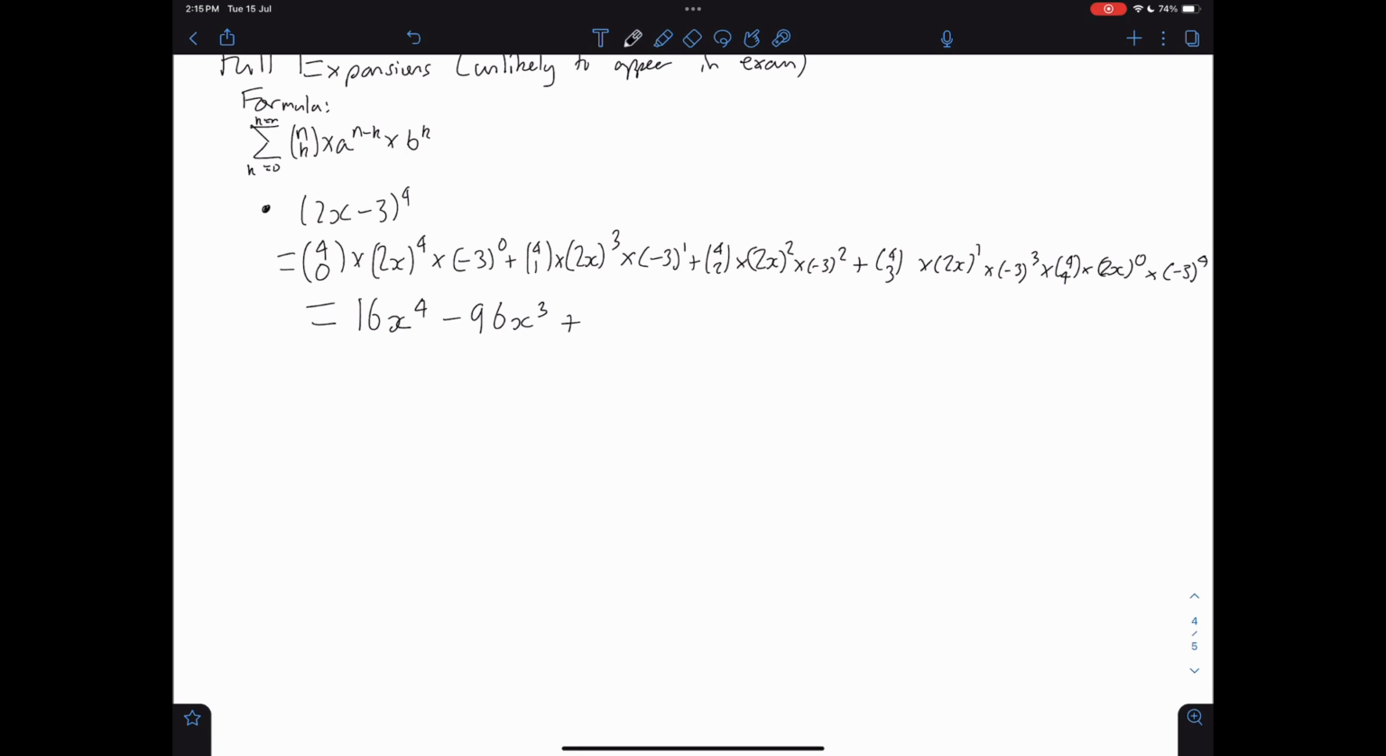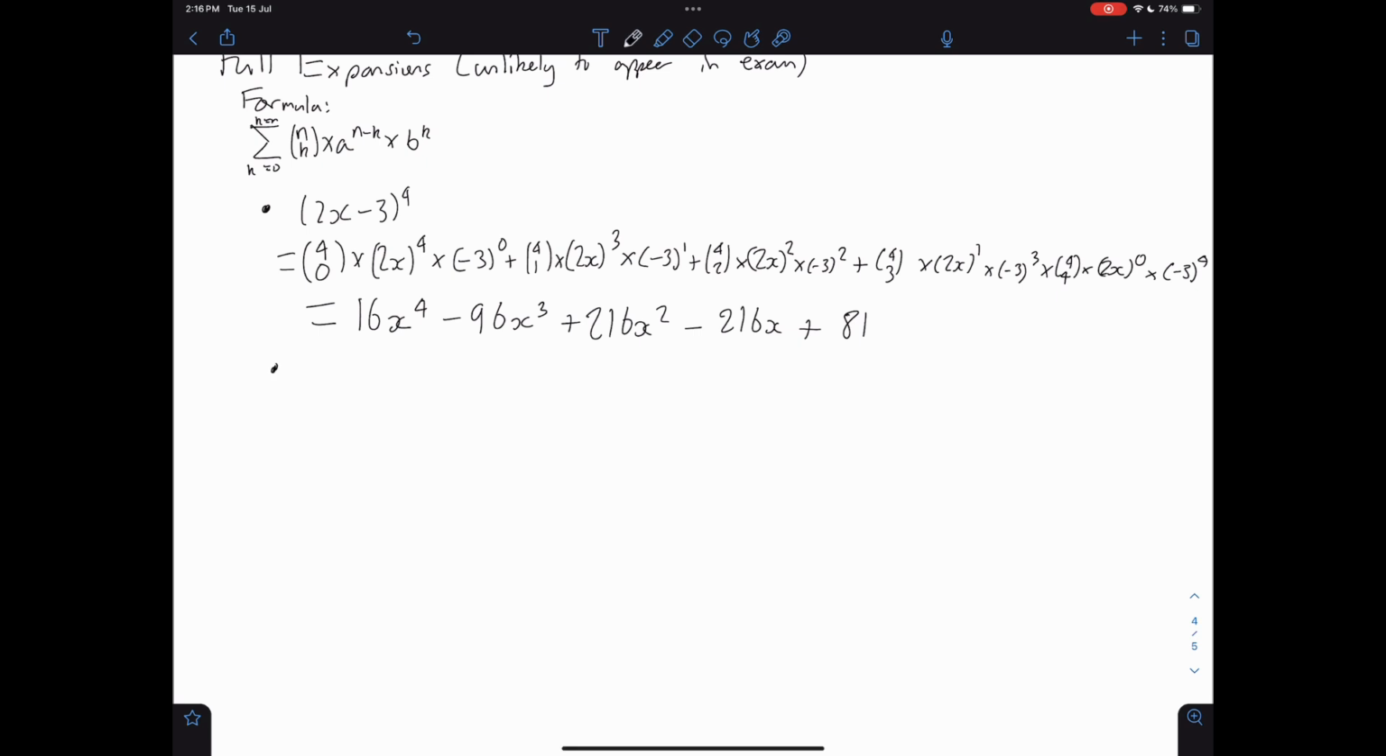Then 4 choose 2. Now, you could just draw out Pascal's triangle to figure these combination numbers out, or you could just type it into your calculator. So that'll give us 216. Then 4 choose 3, which is 4, multiplied by 2, multiplied by negative 27. That will give us negative 216, and then 4 choose 4 is 1, multiplied that. Now 2x to the power of 0 is going to be 1, so we just multiply by 3 to the power of 4, so it's going to give us 81.